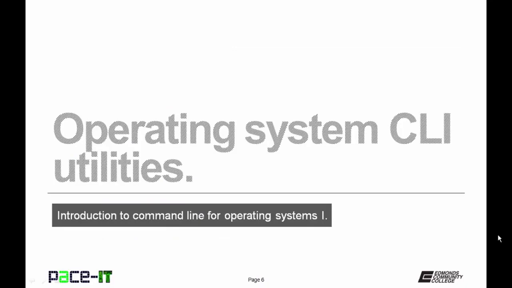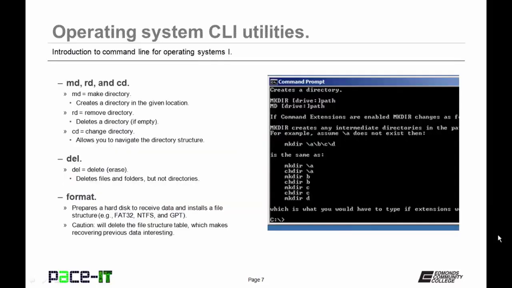Now let's talk about some operating system command line utilities that you can use. We're going to start with directories. The first command lines that you should know are MD, RD, and CD. MD stands for Make Directory, and it can create a directory in a given location. RD stands for Remove Directory. It deletes a directory if the directory is empty, which means it has no files or folders in it. CD is how you can change directories.